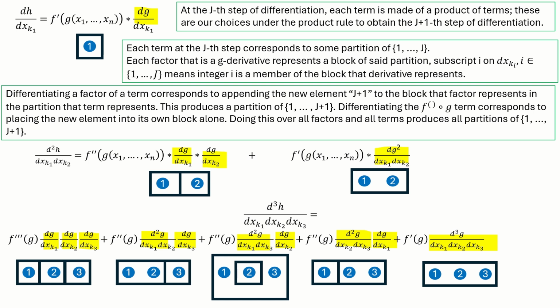The factors that are derivatives of g represent a block of the partition, with the subscripts on the dx sub k's representing which integers fall into this block, and the order of the derivative representing the size of the blocks. Putting all these observations into a formula, we get the following, which is the multivariable Faa Di Bruno's formula.